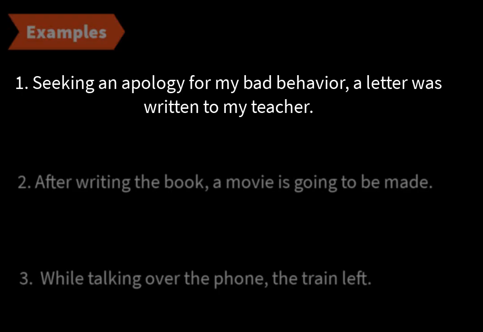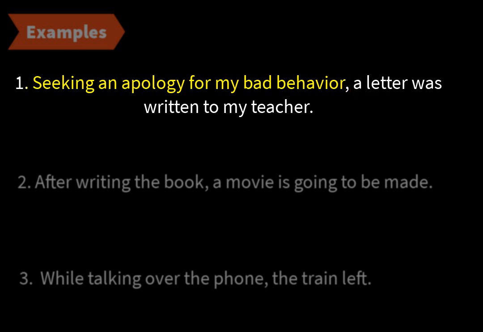Seeking an apology for my bad behavior, a letter was written to my teacher. So guys, in this example, we have a modifying phrase, a present participle phrase coming in the beginning of the sentence, seeking an apology for my bad behavior. And just after this phrase, we have the noun a letter. So it seems like it is modifying the noun a letter. A letter is the one who's seeking an apology. But just think about the situation. Can a letter seek an apology? That's just comical, right? A letter is not the one who can seek an apology. And the teacher is also not the one who is seeking an apology.